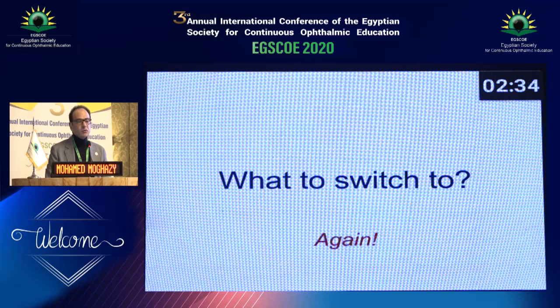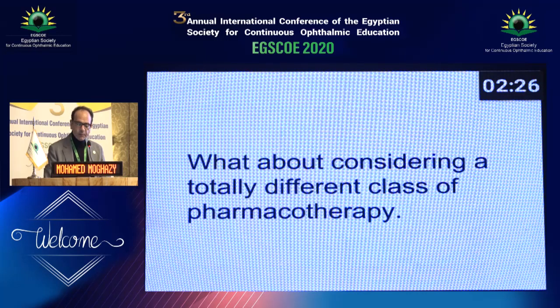So what to switch to again? You injected one anti-VEGF, you switched to another anti-VEGF, and there is no response again. So again, you need to switch. So what to switch to? What about considering a totally different class of pharmacotherapy?